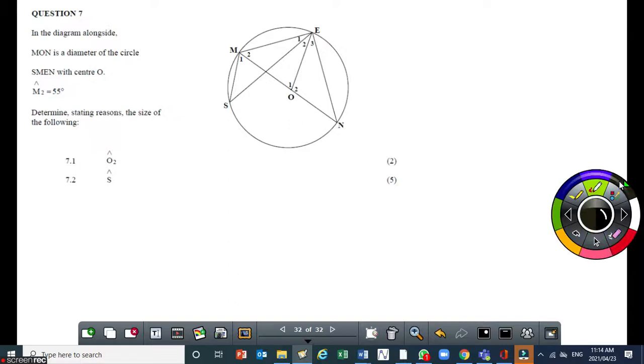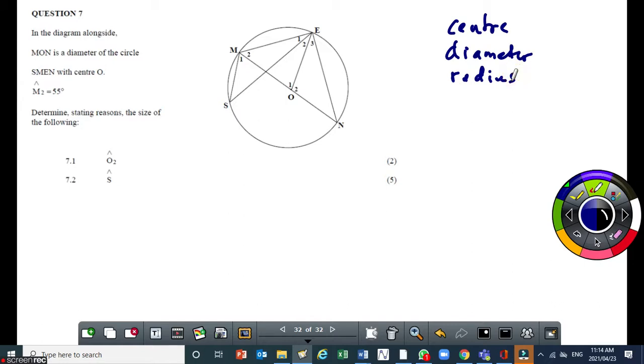Okay, so in this question here, as I told you in the previous lesson, when you're answering these questions, you must always check for the following: the center, diameter. Okay, those two are very important. The radius, right, and also your chords, right. Later we are going to add cyclic parts, and we'll also add tangents. But at this stage, you need to check if those four are there.